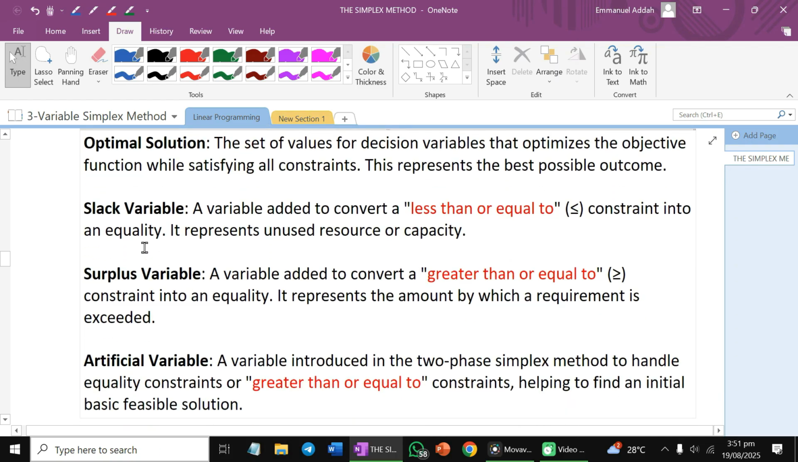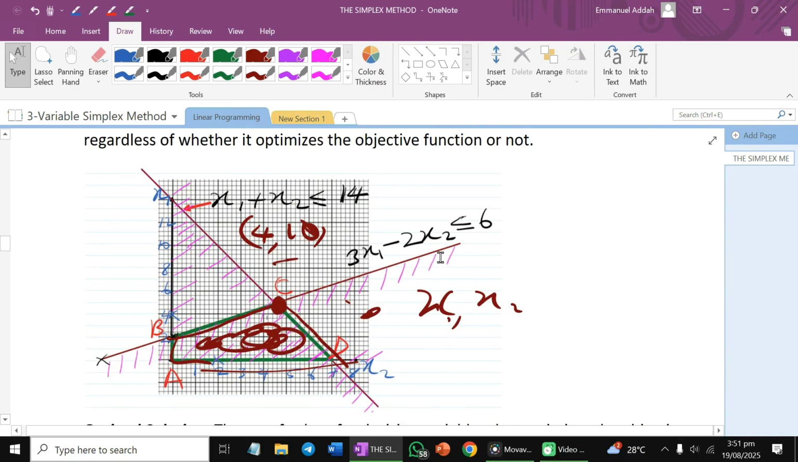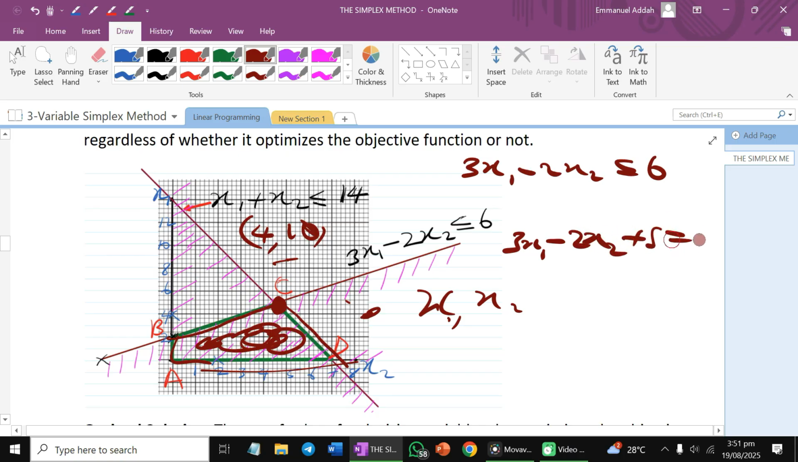Now we'll talk about the slack variable. A slack variable is what you use to convert a linear inequality to an equality sign. For example, take 3x1 minus 2x2 less than or equal to 6. In order to convert it to an equality sign, you add a slack variable, let's call it s1. You now say 3x1 minus 2x2 plus s1 is equal to 6. This s is called a slack variable.